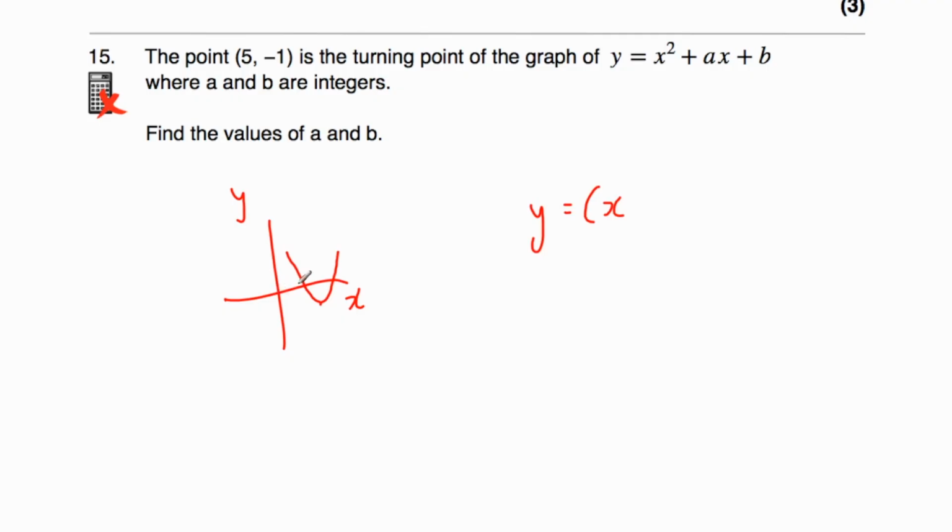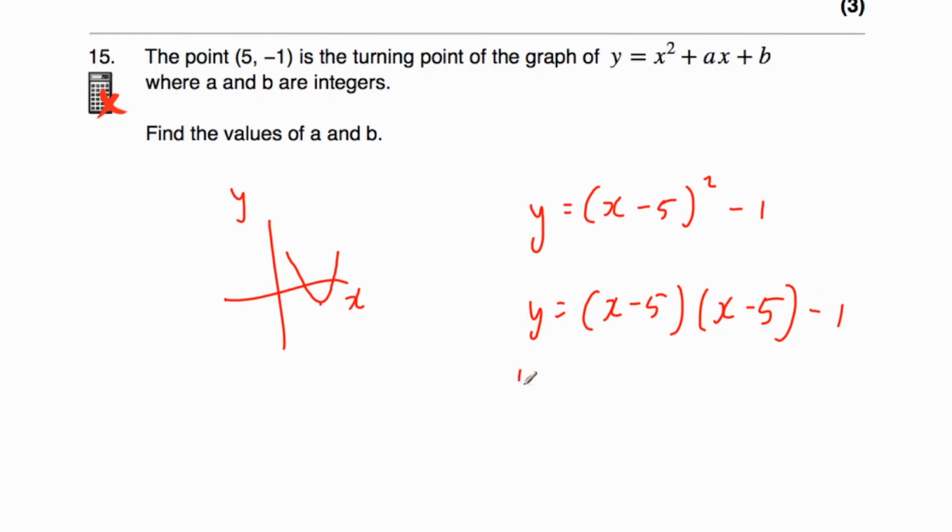Now we want to translate 5 squares to the right, so it's going to be minus 5, because remember it's counterintuitive. If you take away 5 inside the brackets, it translates it 5 squares to the right, close bracket squared. And then we'll translate it 1 square down, so then it'll be subtract 1. So if we expand this, we would get y equals x minus 5, x minus 5, minus 1.